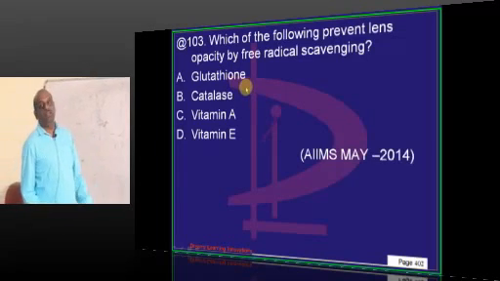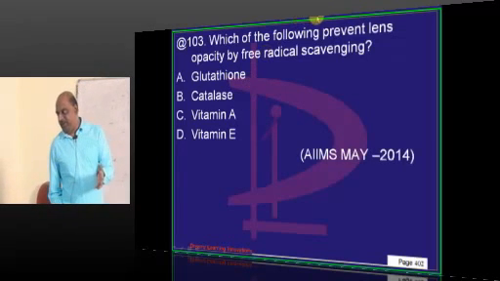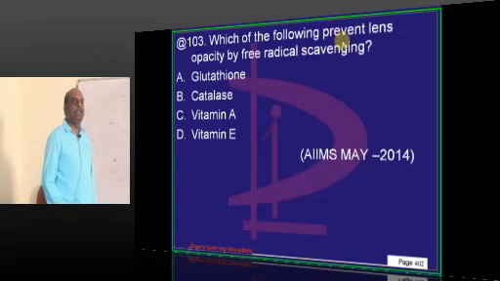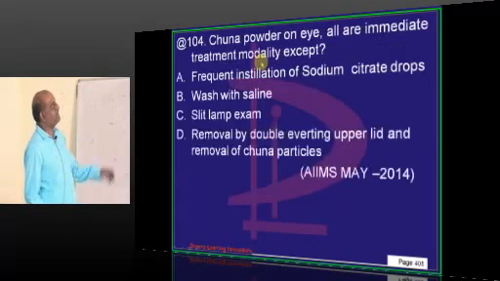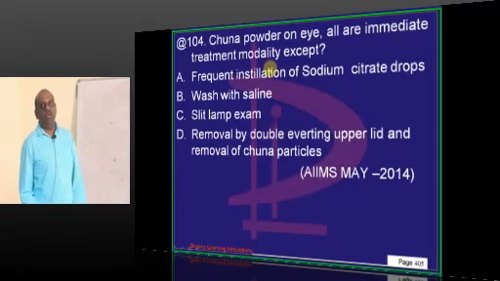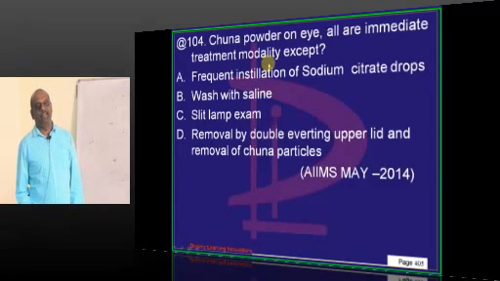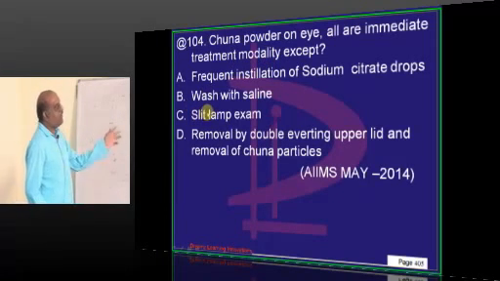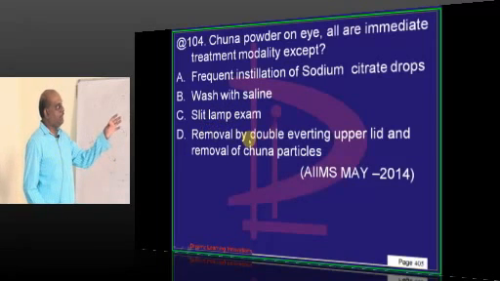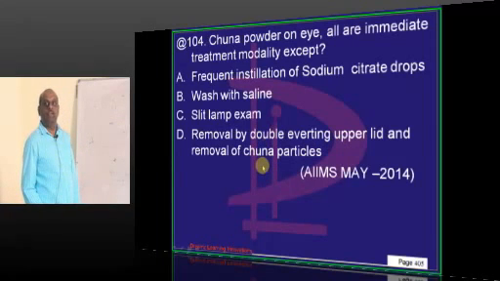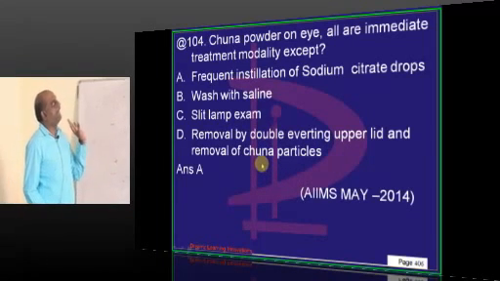Now it is glutathione which will basically prevent the free radical injury and help in scavenging those free radicals. Chuna powder is what? Chuna powder is an alkali which leads to burn. So to treat it, what will you do? You will wash with saline, you will do slit lamp examination, you will do double eversion of the upper lid, you will remove the chuna particles, all that is fine.